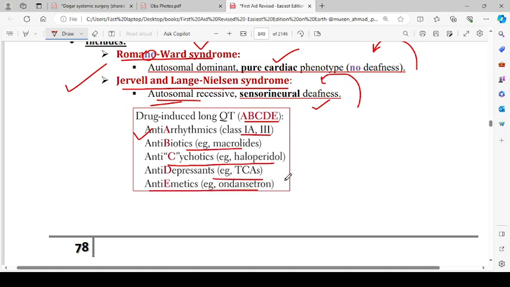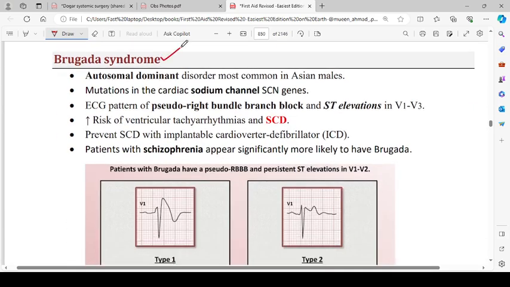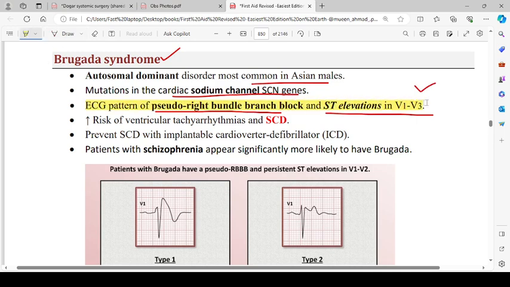and antiemetics like ondansetron. Then we have Brugada syndrome. It is an autosomal dominant disorder, most common in Asian males. Mutation in the cardiac sodium channels, ECG pattern of pseudo-right bundle branch block, and ST elevation in V1 to V3 will be seen. So the ECG pattern is important. That ECG pattern of pseudo-right bundle branch block and ST elevation from V1 to V3 will be seen.